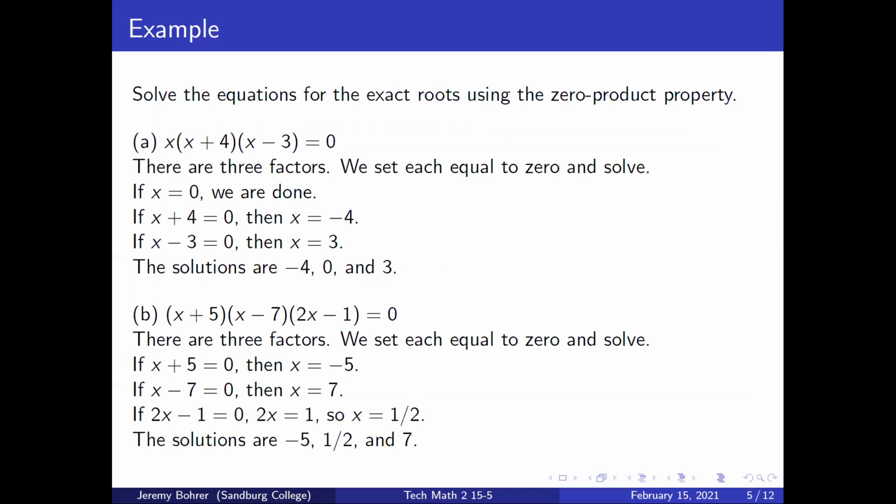B, x plus 5 times x minus 7 times 2x minus 1 equals 0. There are 3 factors. We set each equal to 0 and solve. If x plus 5 equals 0, then x equals negative 5. If x minus 7 equals 0, then x equals 7. If 2x minus 1 equals 0, 2x equals 1, so x equals 1/2. The solutions are negative 5, 1/2, and 7.